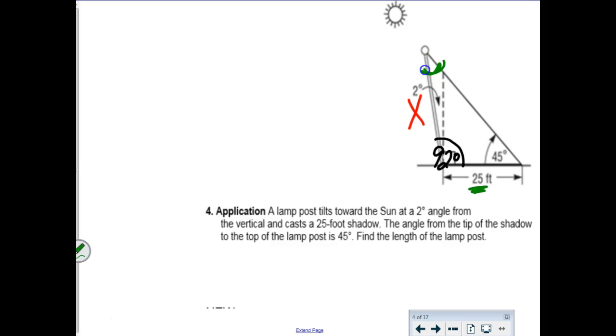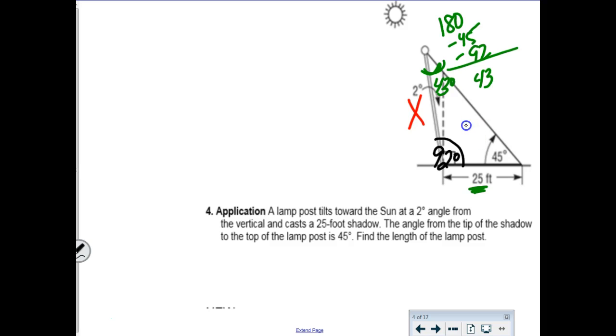I think you guys secretly do know this angle because you know triangles add up to 180, right? So 180 minus 45 minus the 92 you just found is 43. So this angle right here is 43 degrees. All right, we are ready to set up law of sines.